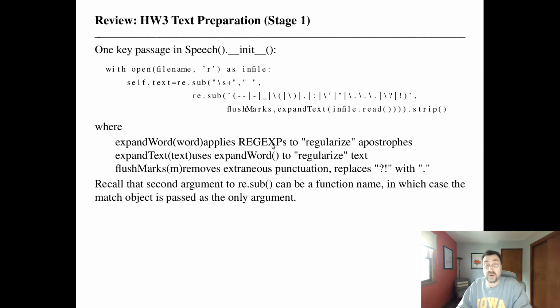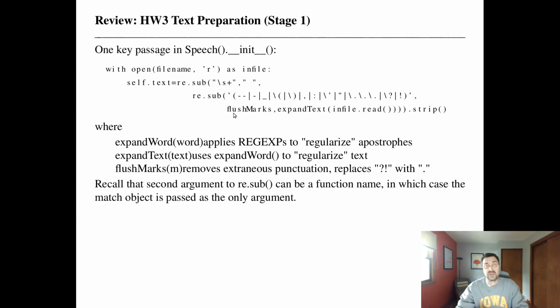You're asked to write these two, one of which removes the apostrophes by applying the regex that you've been given, and the other one which regularizes the text by actually applying each regular expression. Flush marks I provide to you. Flush marks basically takes this regular expression, which has grouping parentheses. So any passage in the text that corresponds to either double hyphens or underscore or non-grouping paren or other paren, these are not special, these are escaped, or a comma or a colon and so on, these are all replaced with the output of the flush marks function, which was provided to you.